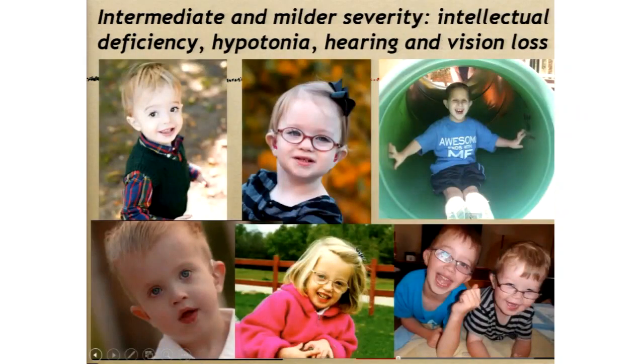And then these are kids showing intermediate and milder severity, and there's going to be a whole overlapping picture of intellectual deficiency with some children actually being in normal levels in school, hypotonia, hearing, and vision loss. And so I think in the milder cases, you just have less of these manifestations, and they're milder, and in the more intermediate cases, you have more of this expanded phenotype, and it's a faster progression.